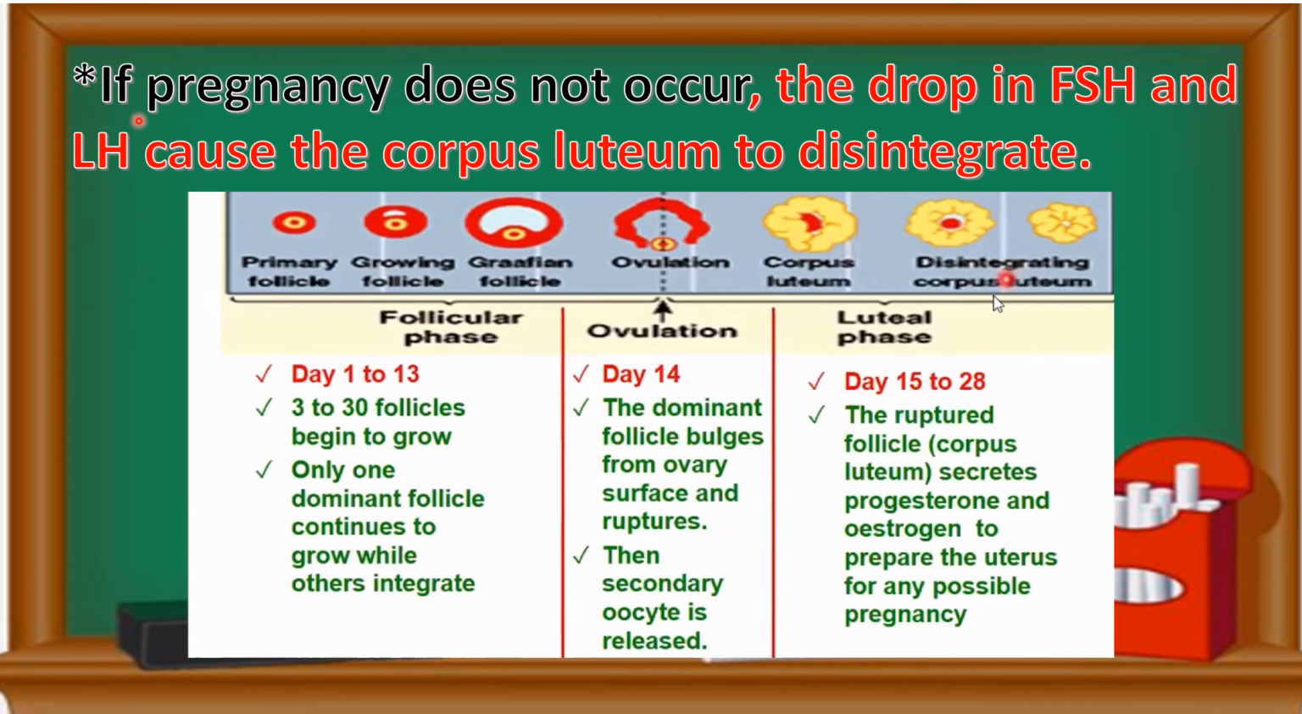But if pregnancy does not occur, there will be a drop in FSH, or your follicle stimulating hormone, and luteinizing hormone, that will cause the corpus luteum to disintegrate. When you say disintegrate, the corpus luteum will break down. Okay, so the corpus luteum will break down, and then after that, it will stop producing your progesterone. So that will happen.